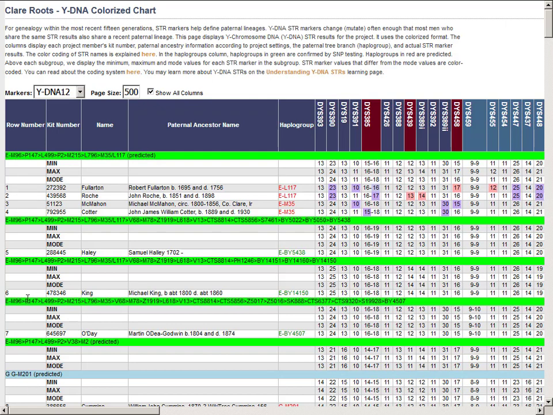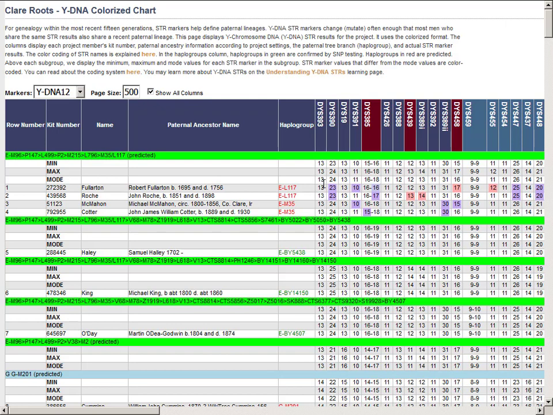The first column is just the person's number from 1 up to 999 or however many I have. Then you have the kit number, then you have the surname, then you have the paternal ancestor name. And this is where it's very annoying if people don't fill in their paternal ancestor name. Then you have the haplogroup. The red ones are for people who've only bought the basic STR package and get a predicted haplogroup. The green ones are for people who have bought SNP products and have a confirmed SNP mutation identified. Then over here, for those 37 or 67 or 111 markers, you have all the values.